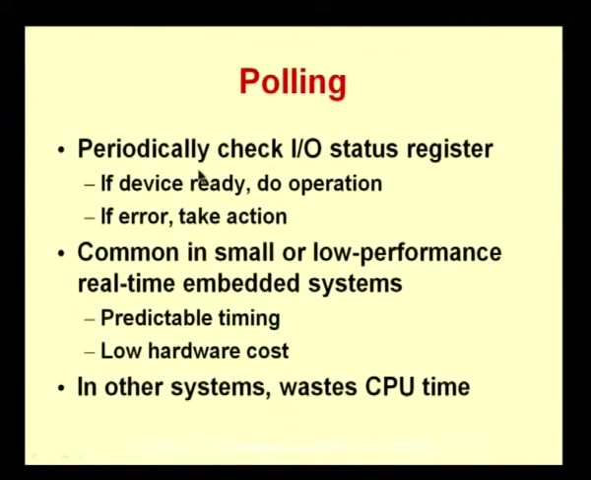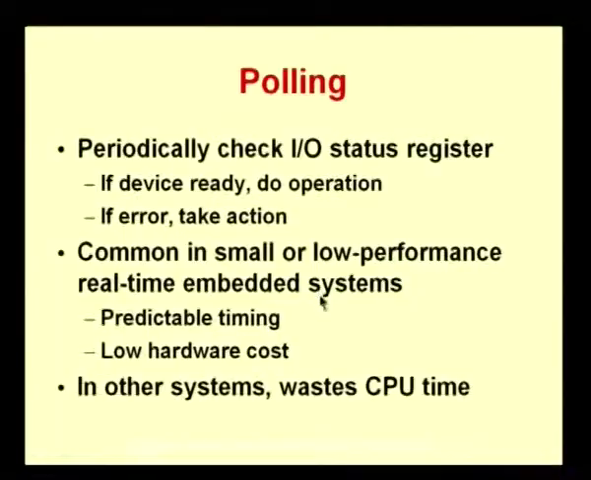So, let us first look at what happens in the polling mode or the program controlled mode. In the polling mode, periodically the processor will check the IO status register. If the device is ready, it will do the operation. If it is not ready, it is obviously going to come back and check again. But if it identifies some other error, it has to take the necessary action.